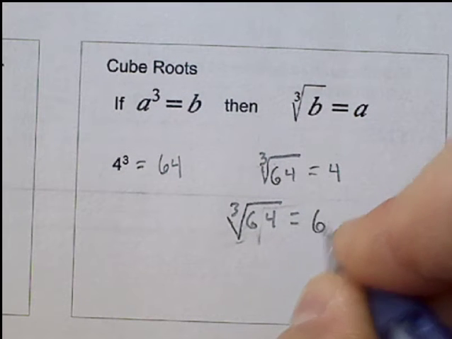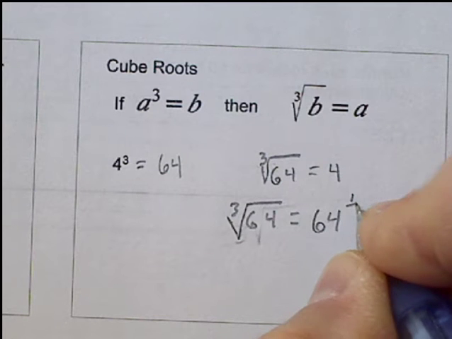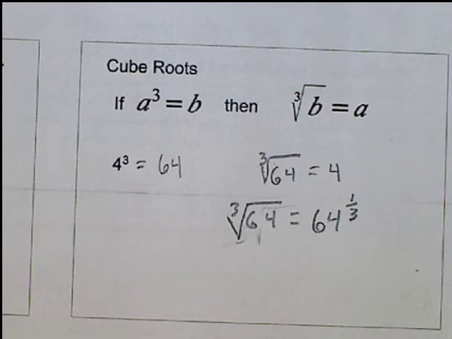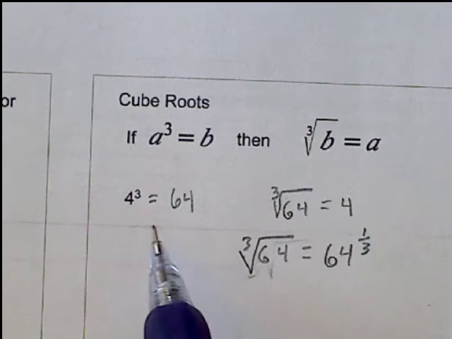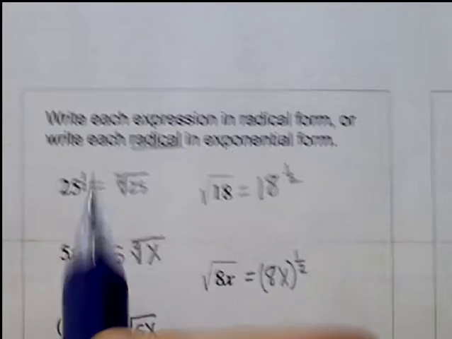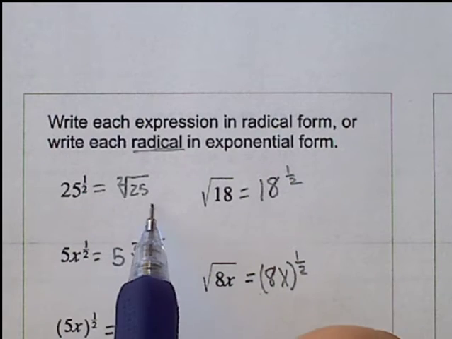It would be 64 to the 1/3, okay? So if we have an exponent of 1/3, it ends up as a cube root, just like if we have an exponent of 1/2, it ends up as a square root. Does that make sense? Yeah. Okay.